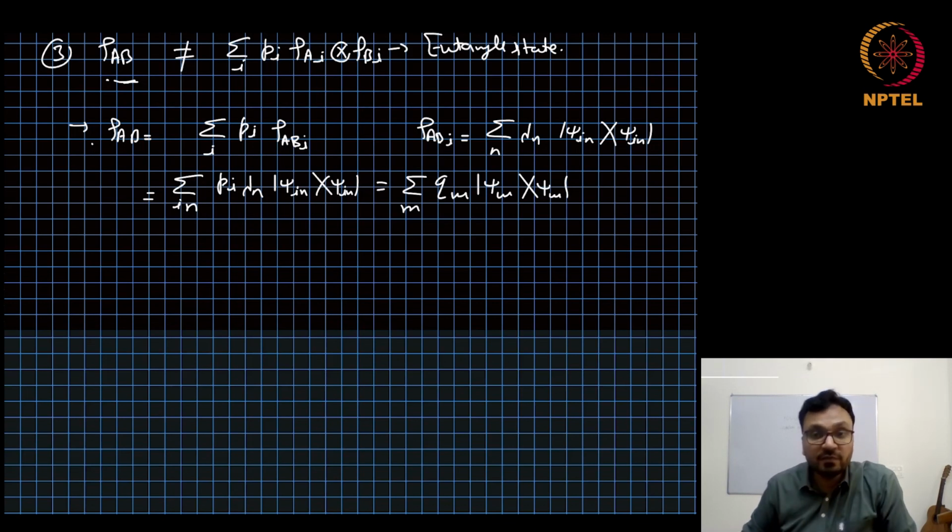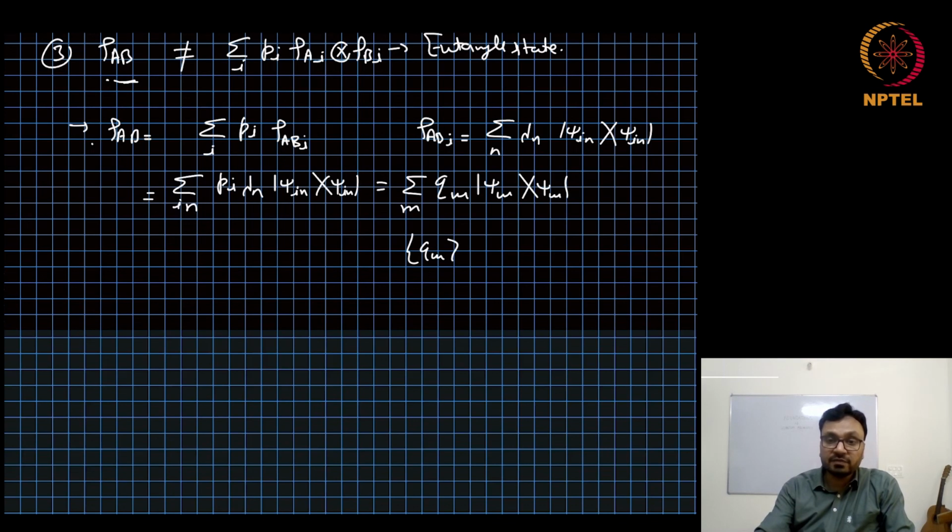Let me remind you, when we say a preparation method, we mean a probability distribution and a set of pure states corresponding to them in such a way that we can retrieve the state rho, the mixed state, from this combination. We are saying that the state rho can be prepared by mixing a set of states psi m with probabilities q m.